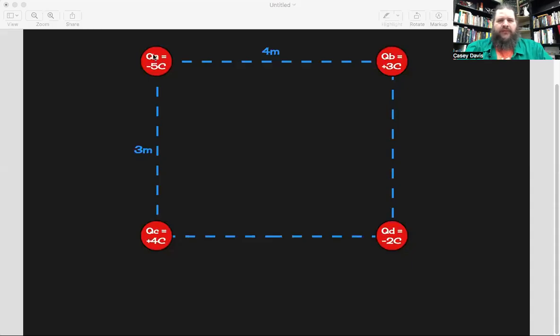Okay, so here we have four charges arranged in a rectangular shape: a -5 coulomb charge A, a +3 coulomb charge B, a +4 coulomb charge C, and a -2 coulomb charge D, arranged on the corners of this 3x4 meter rectangle. We could figure out a variety of different things about this, but let's say what we're trying to find is the force acting on charge D. So let's say that's our goal here.